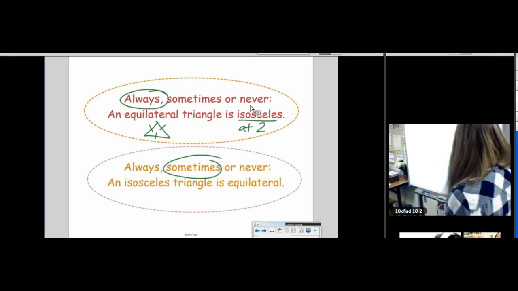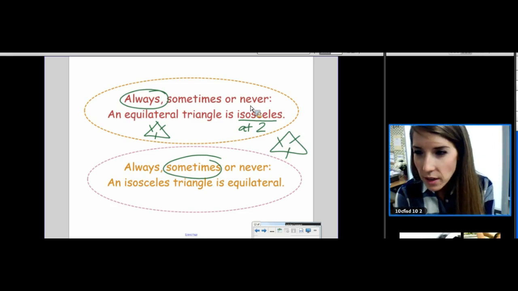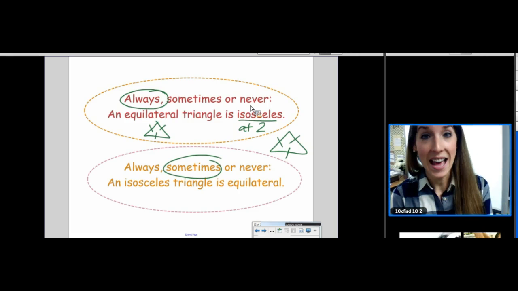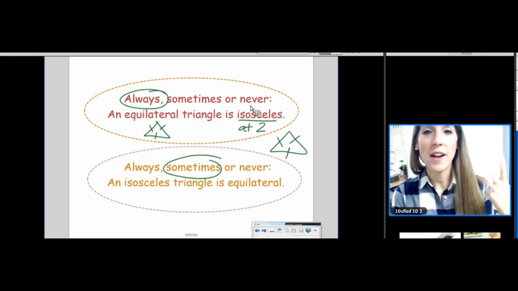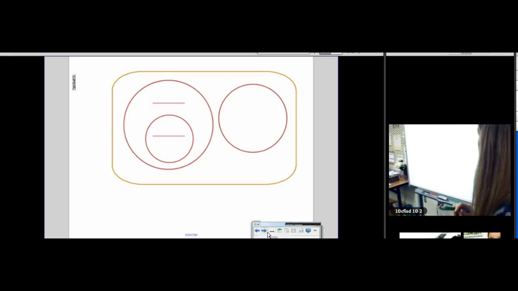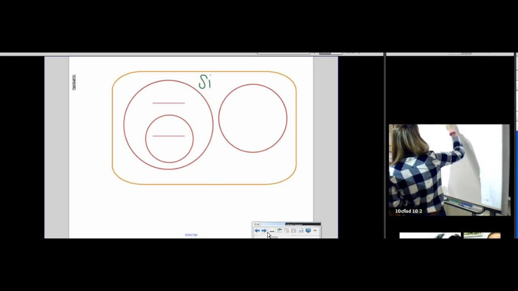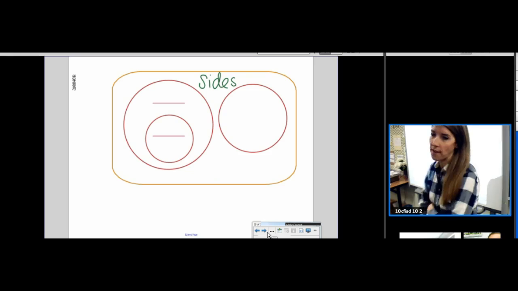Is that triangle right there isosceles? Oh, it's not showing up yet on my screen. Is that triangle isosceles? Yes. But a better name for it is equilateral. But it is isosceles as well. It is both.